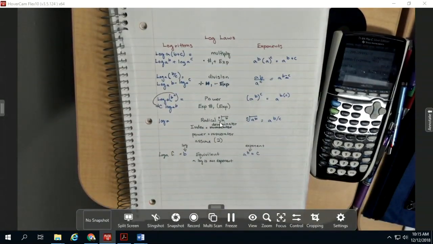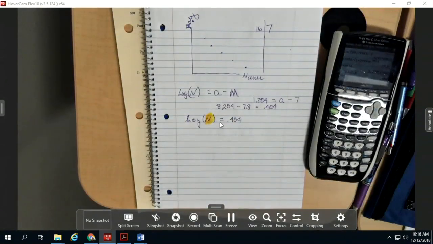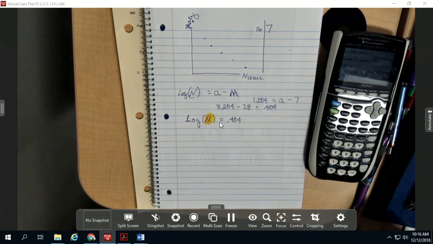Okay, so we're down to this step right here, the equivalent step. And remember, a logarithm is an exponent. So we are going to change this log equation into an exponent equation. That's what we're going to do because we will then be able to solve it mathematically.